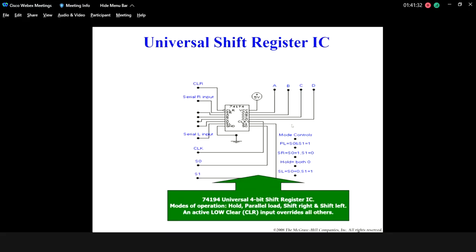And then finally, we can have a universal shift register IC. The shift register IC is based on JK. Let's first see whether this one is JK or D flip-flop.